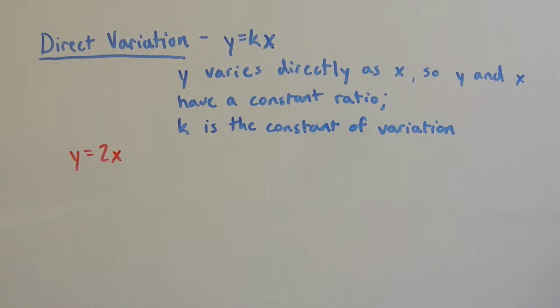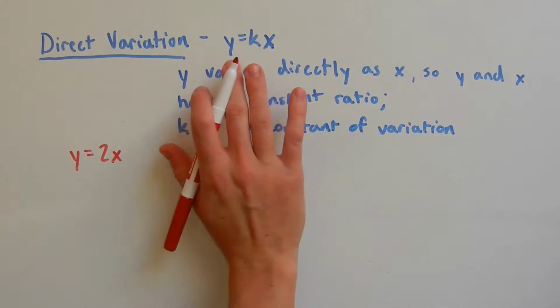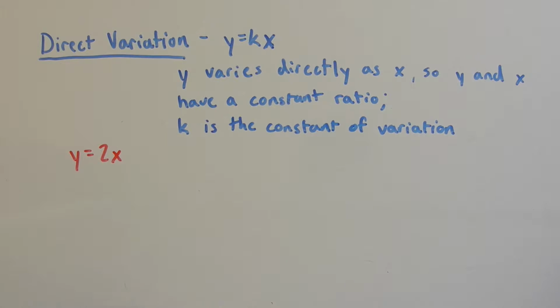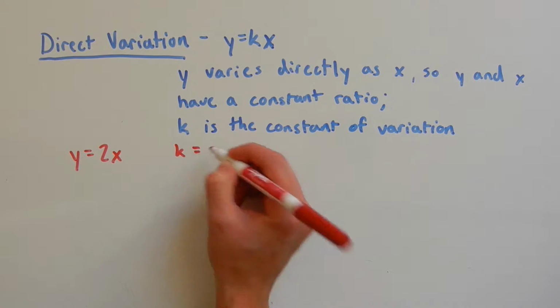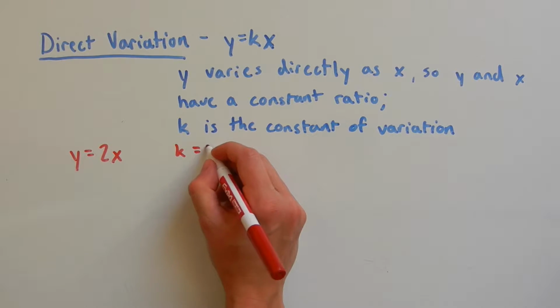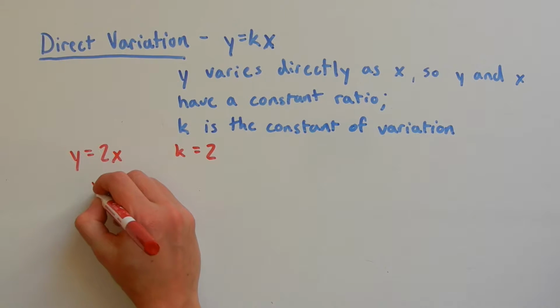Let's take a look at this when we know what k is equal to. Say I give you the equation y equals 2x. This is direct variation because it's in the form of y equals kx. The constant of variation, k, we know from looking at the equation, is equal to 2. Let's do a t-table with values of x and y and then plot those.